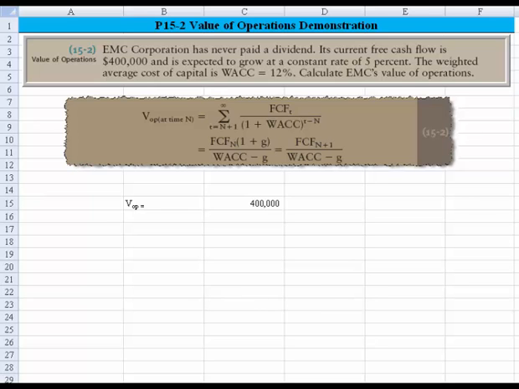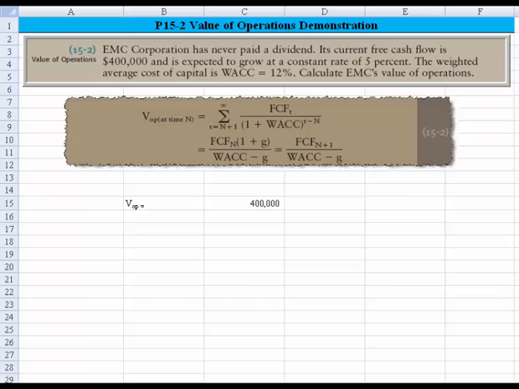Hi everyone, let's work through problem 15-2, which deals with the value of operations. EMC Corporation has never paid a dividend. Its current free cash flow is $400,000 and is expected to grow at a constant rate of 5%. The weighted average cost of capital is given at 12%, and we're asked to calculate EMC's value of operations.